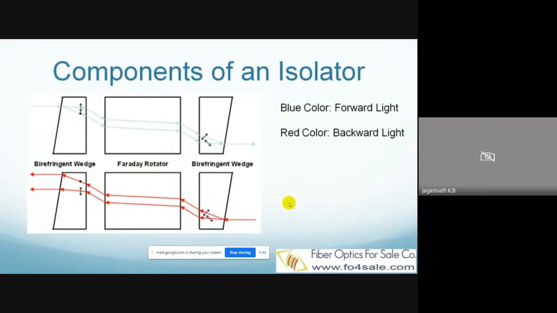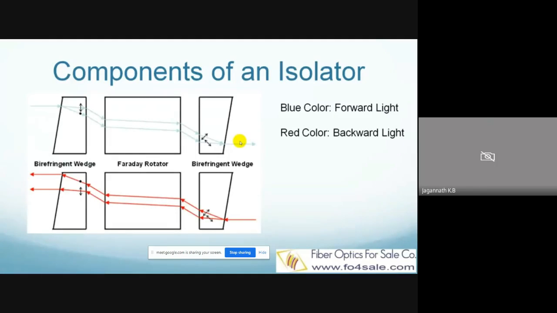Now let's see how an isolator looks inside. Here is the structure of a typical polarization-independent isolator. It is made of three parts: an input birefringent wedge, a Faraday rotator, and an output birefringent wedge. The blue color trace shows how light travels in the forward direction. Light traveling in the forward direction is split into two beams by the input birefringent wedge. These two beams' polarization is rotated by the Faraday rotator. Then these two beams are combined by the output birefringent wedge. Then light can now be coupled back into the fiber and continue traveling in the system.